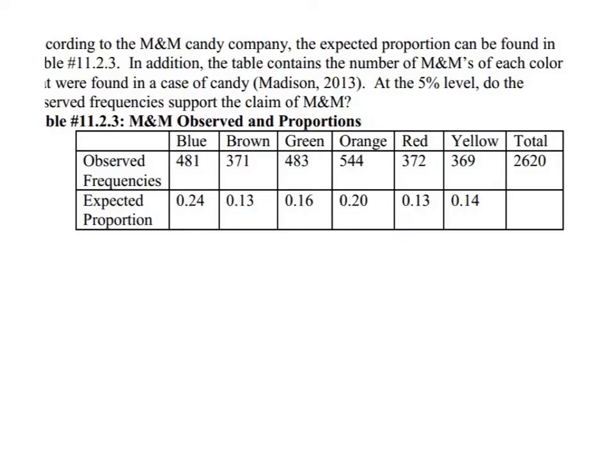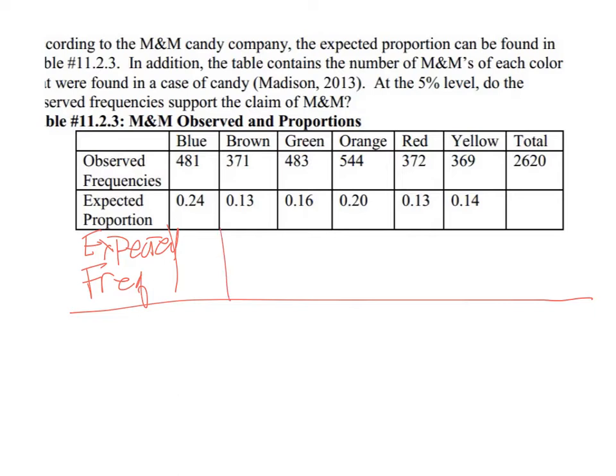So how do we deal with this problem? Well, remember we have to have counts. What we're going to have to do is multiply. There's a total of 2620, so we're going to have to multiply 0.24 times 2620 to get that value. When I did that earlier, I got 628.8.